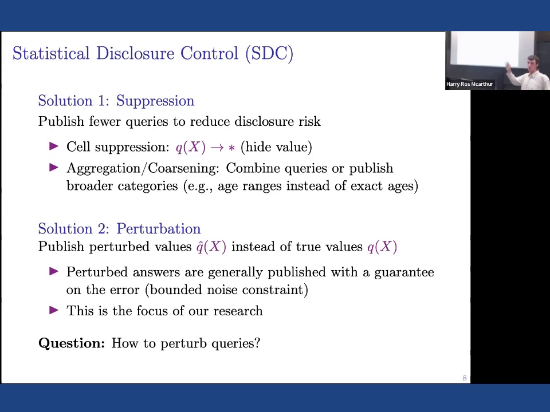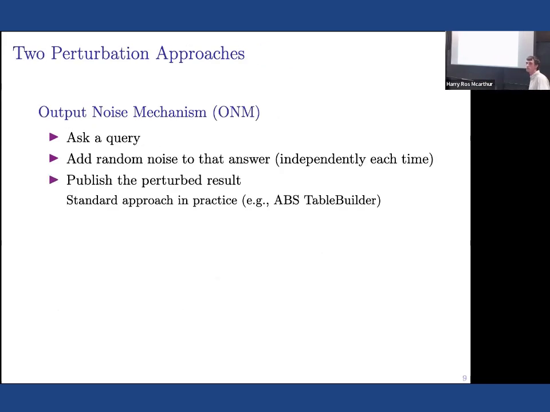I should say as well that these two approaches are often used in conjunction with one another. All right, so having set this up, what are the different ways that we can perturb the queries? Well, there's this standard approach, which we call the output noise mechanism. Basically, you ask a query, you add random noise to it, and then you publish that answer. And every query that gets asked, you do that independently. So you add a different realization of the noise independently to each query, and then you publish the result.